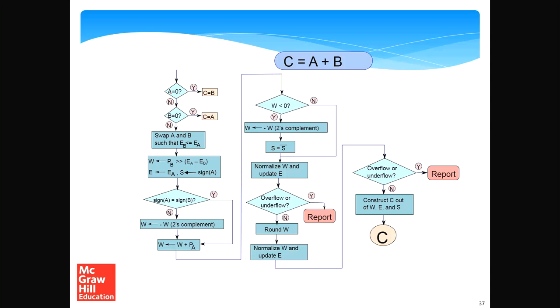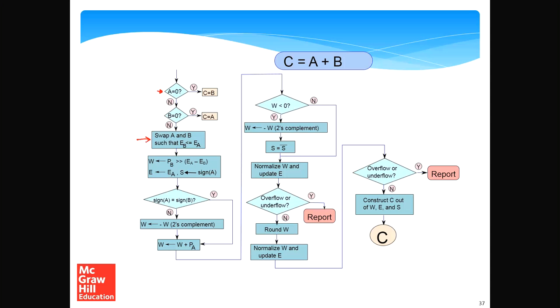The first check that we should probably do is check if a is 0. If a is 0, it's a simple case. The result is equal to b. If that's not the case, we can check if b is 0. If b is 0, again it's a simple case, so we can set the result to a and move forward.